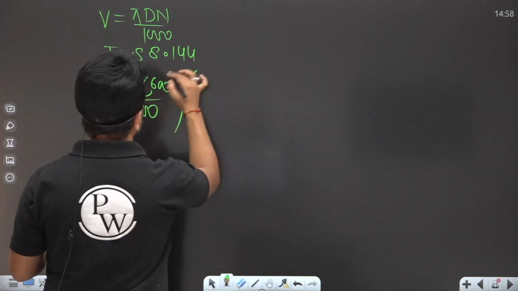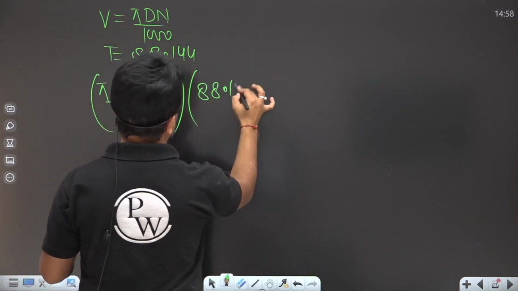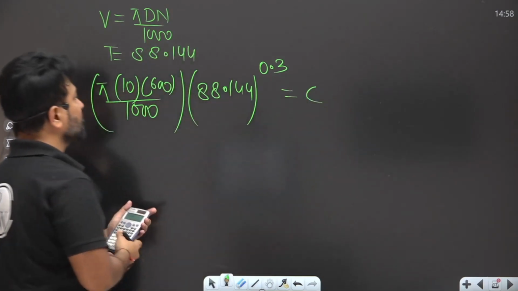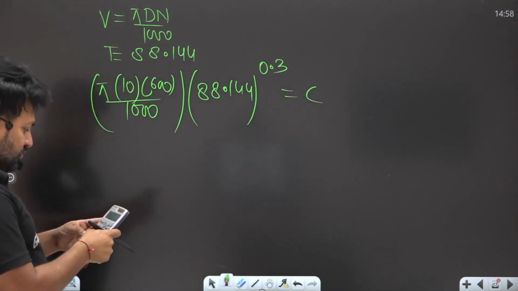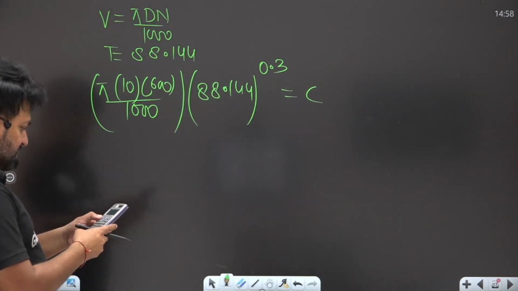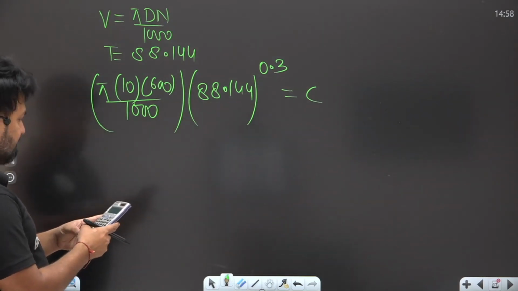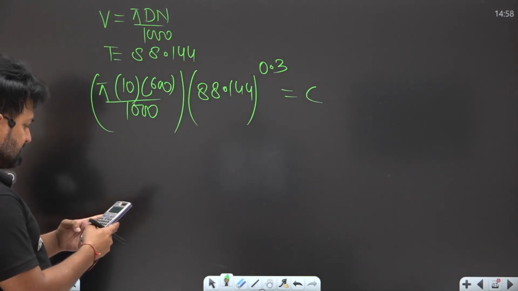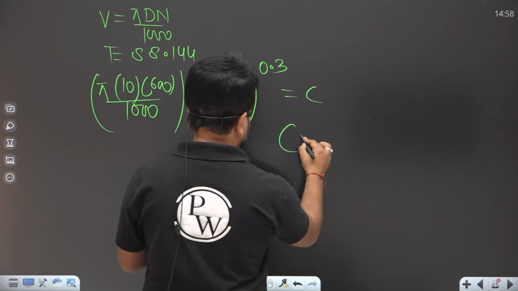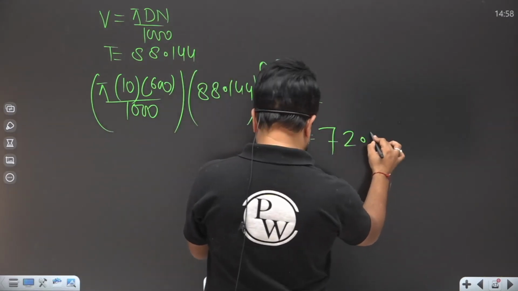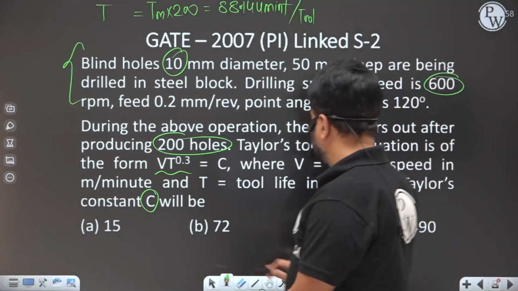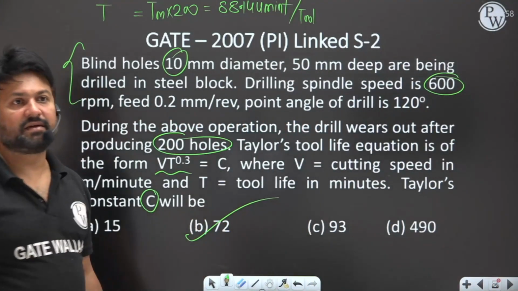V into T to the power 0.3, that is 88.144 to the power 0.3, will give you the value of C. So the answer to the power 0.3, then answer into pi into 10 into 600, divided by 1000. It comes C equal to 72.25. So B is the correct answer.